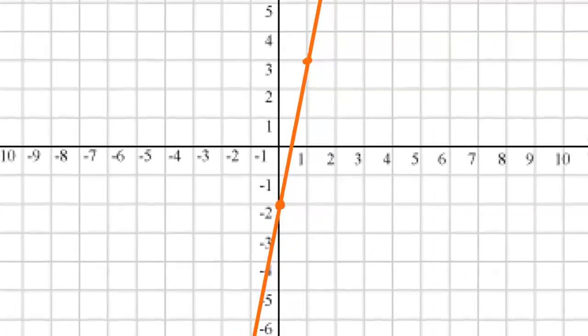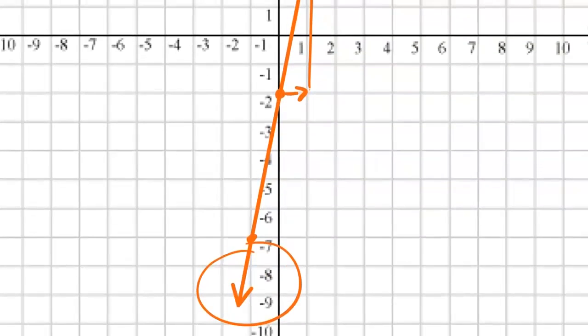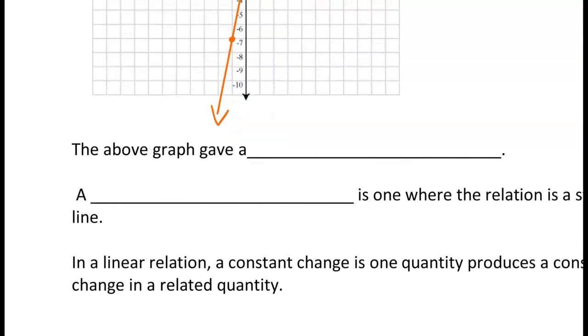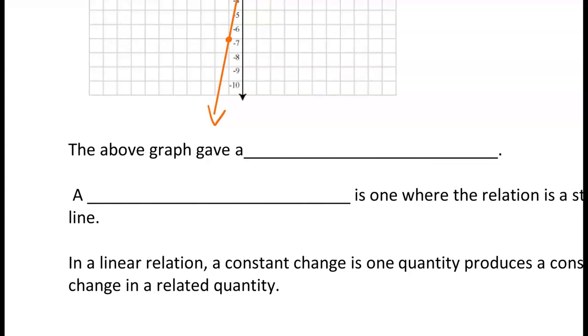Now it's important because it's not stopping, it has to always follow the pattern of x changing by 1 and y changing by 5. X changes by 1, y changes by 5. So it's always going to follow that pattern. So the above graph gave a straight line. Now, this straight line is showing that it is a linear relation.